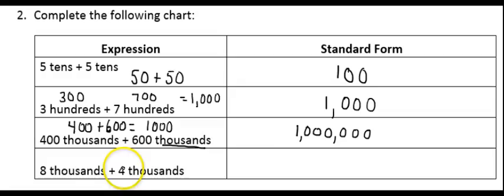And finally, I have 8 thousandths and 4 thousandths. Well, since 8 plus 4 equals 12, my answer would be 12 thousandths. So I would have a 12 in the thousands section. 8 thousandths plus 4 thousandths is 12,000.